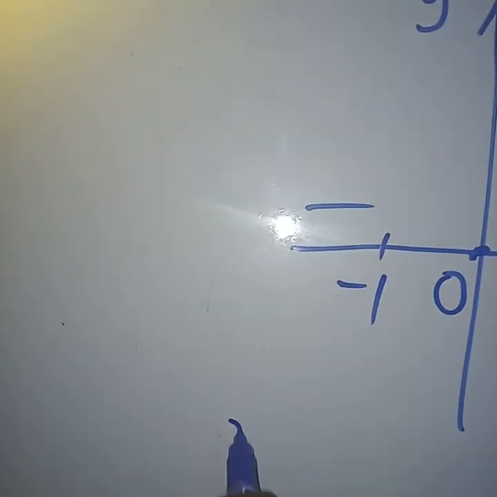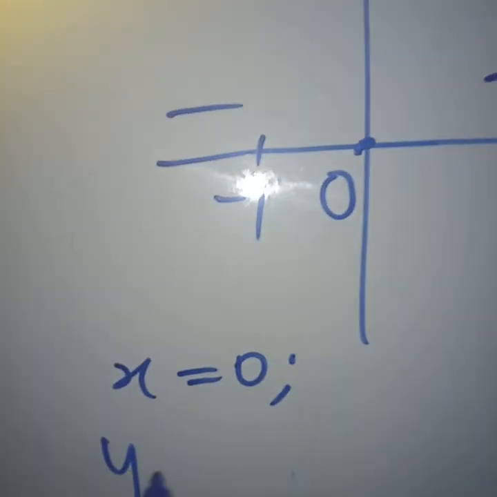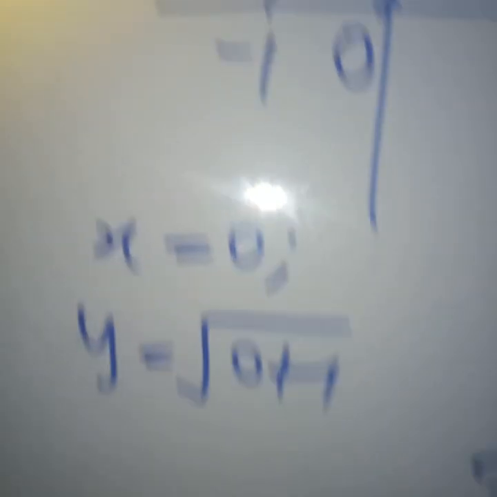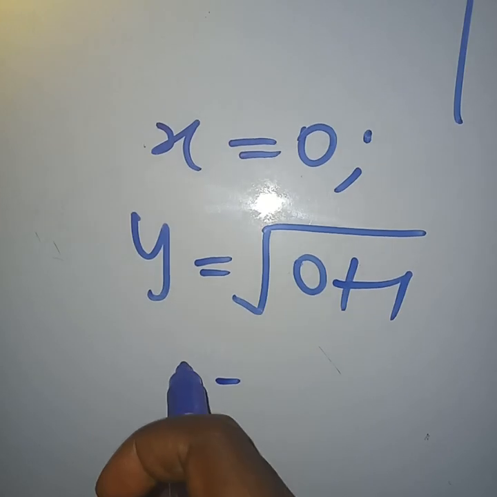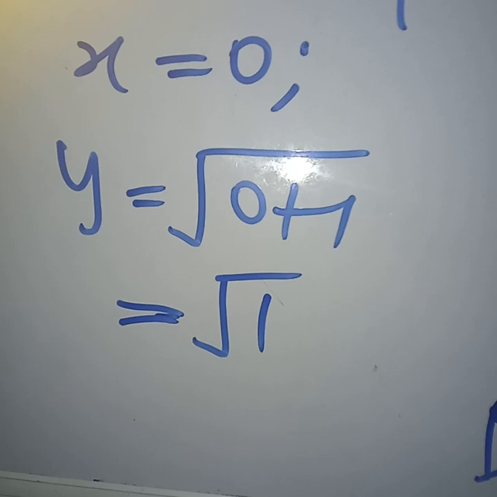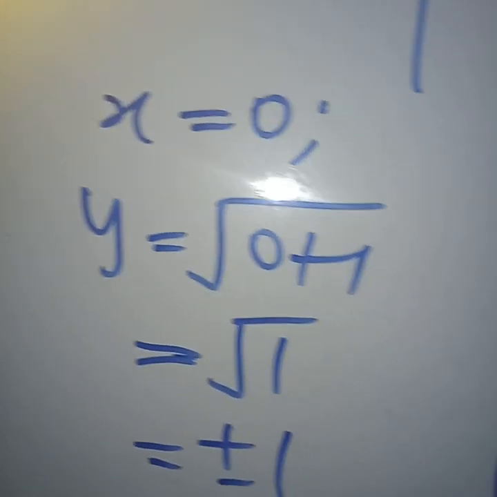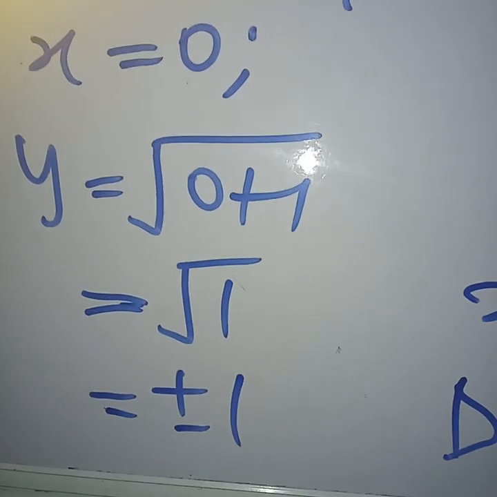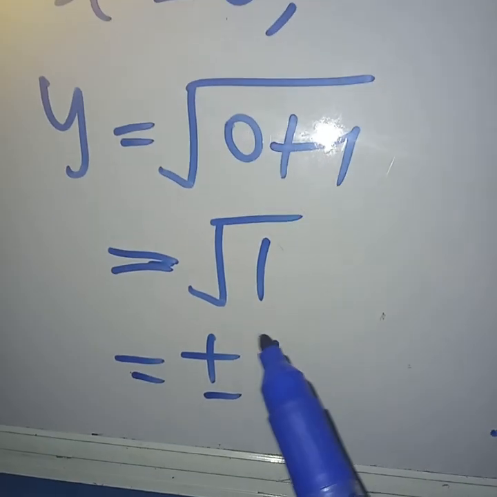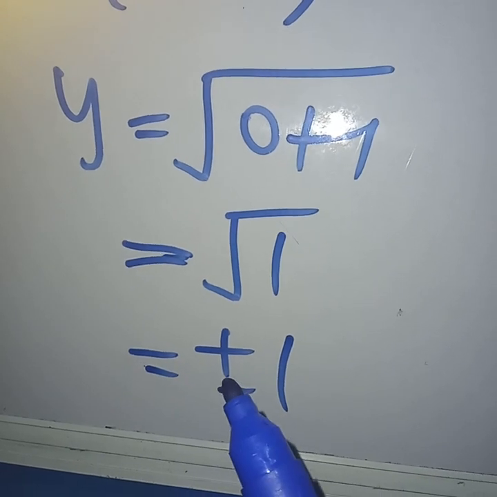So here, if we pick x to be 0, then we have y equal to the square root of 0 plus 1. So here we have the square root of 1, and the square root of 1 is positive or negative 1. Here we have seen that when x is 0, there are two values of y. In this case, y is not unique.